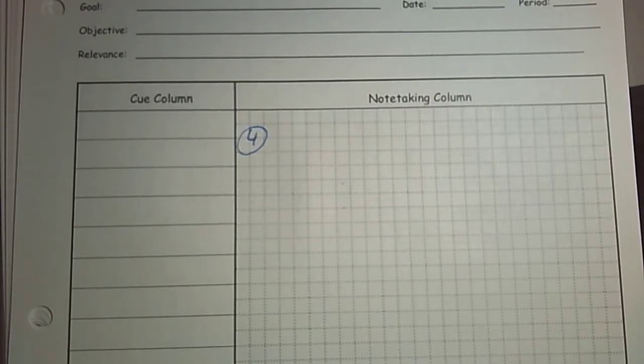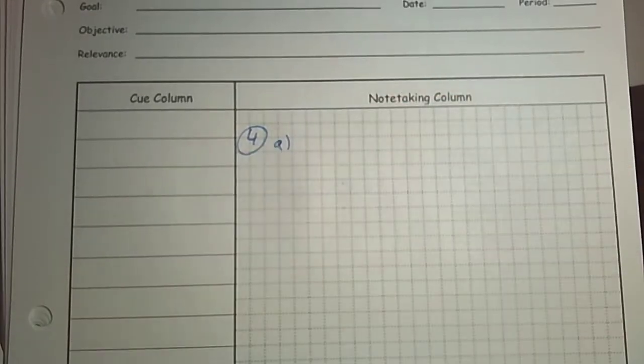Let's go from here. Number 4, it says there's a graph at the right, and it shows the position of a function of a car. So we're looking at a position graph. And it says answer these questions. So A is, what was the car's initial position?